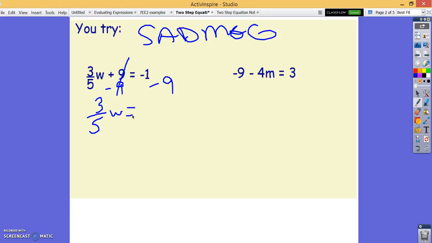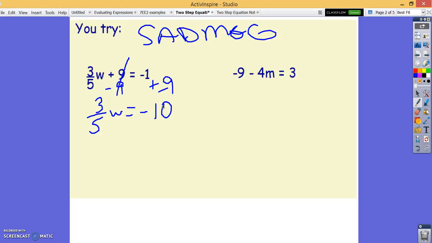I would leave change opposite, so you can literally do that, leave change opposite. Or if you can understand that in your head, you don't have to show that work. Negative 1 plus negative 9 is negative 10. Now, in my next step, I need to get rid of the multiplication of 3/5 times W. I need to reverse multiplication, which would be division.